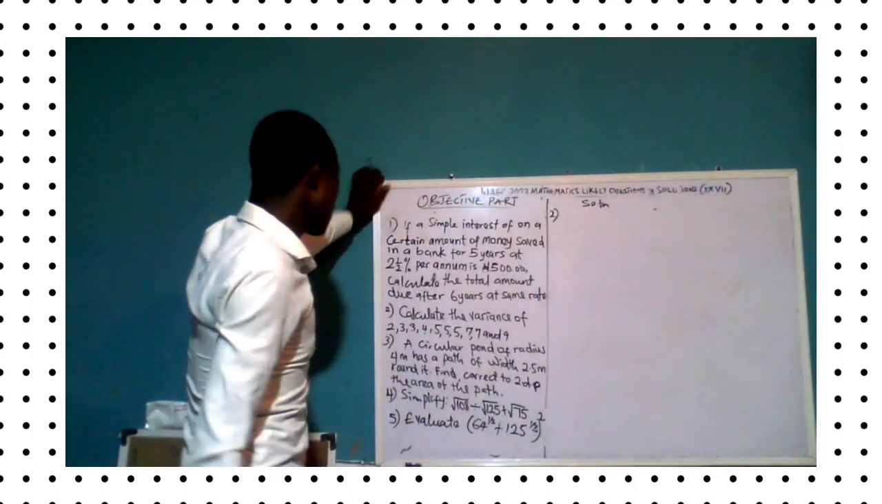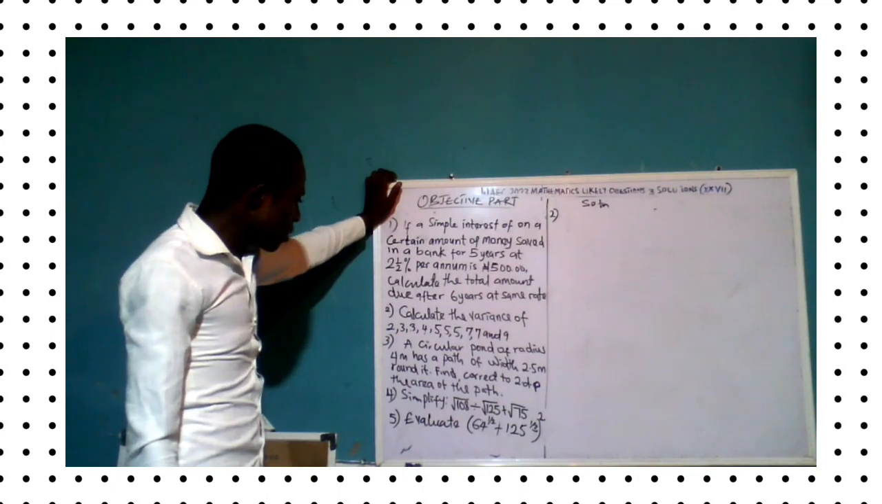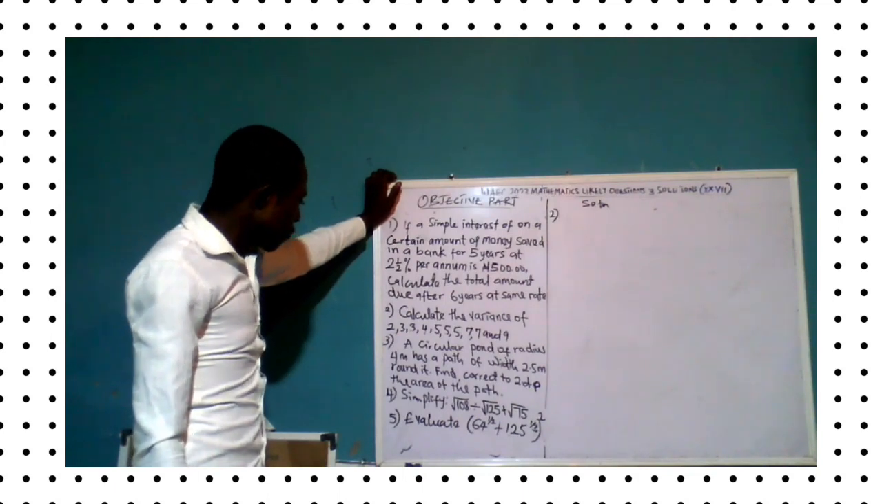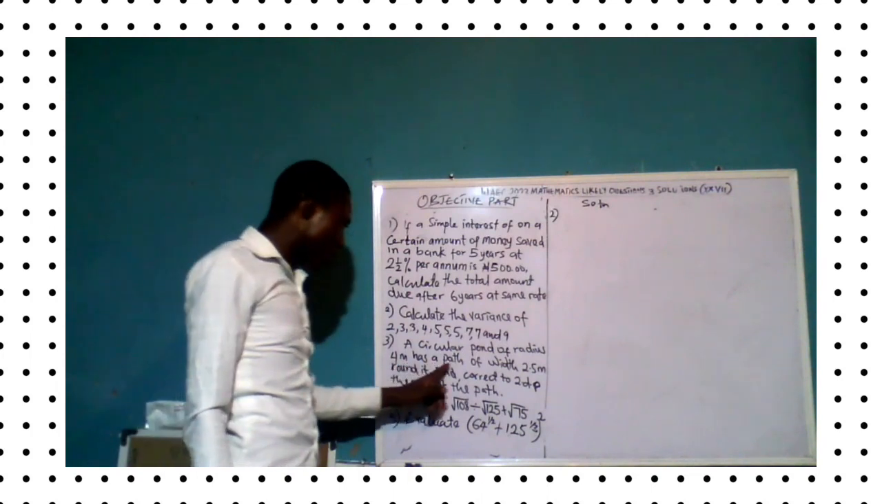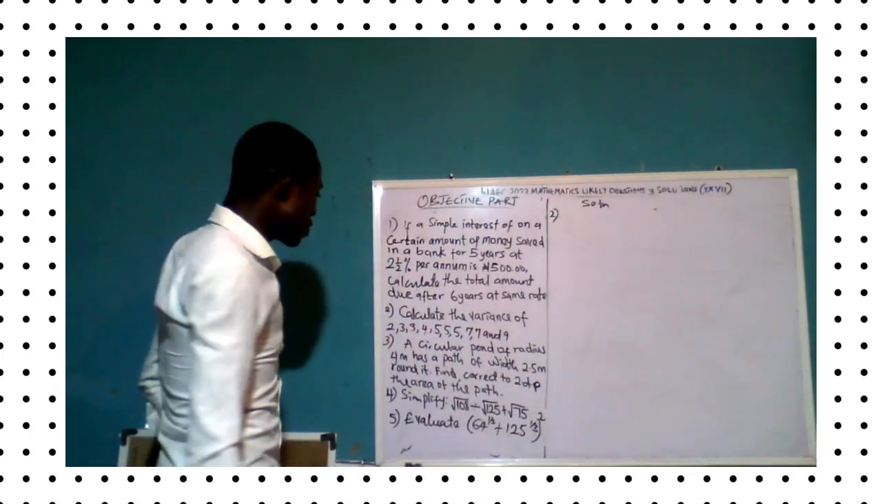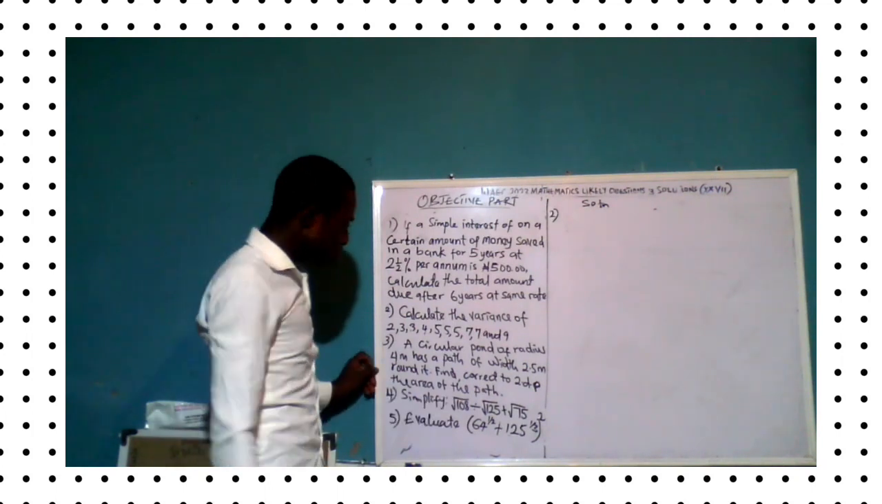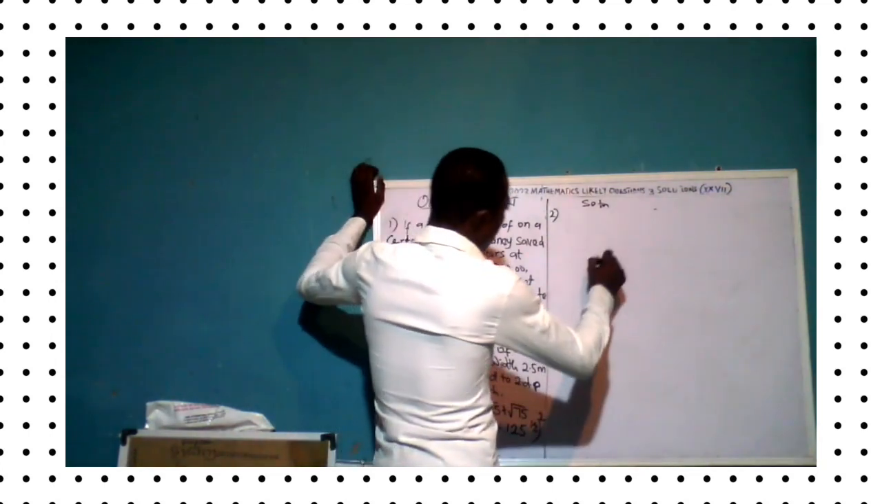In question number 3, we are told that a circular pond of radius 4 meters has a path of width 2.5 meters around it, and we are asked to find, correct to 2 decimal places, the area of the path. Now let's illustrate it.